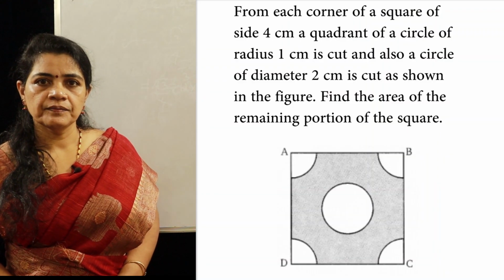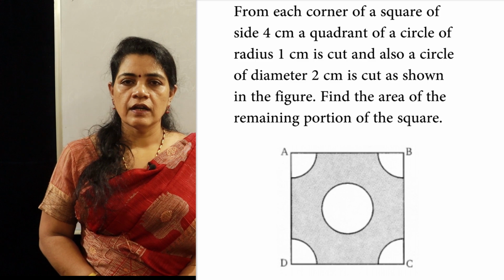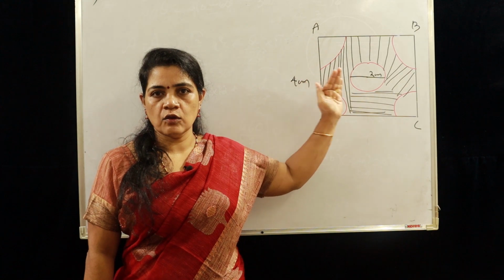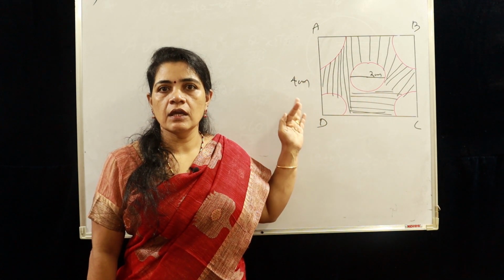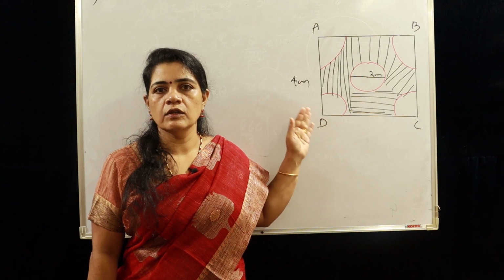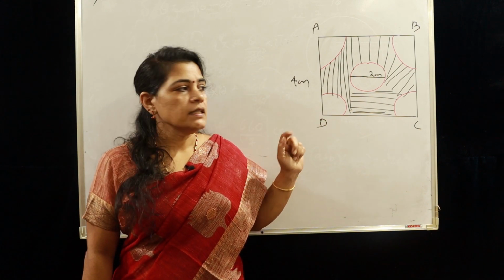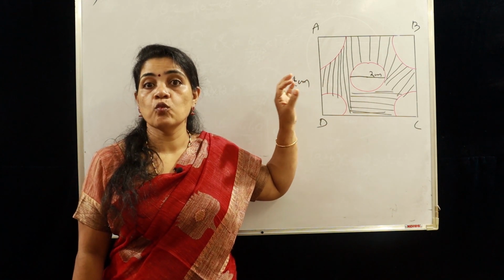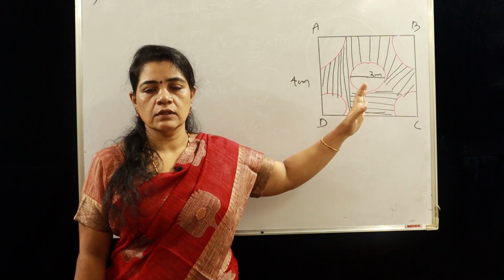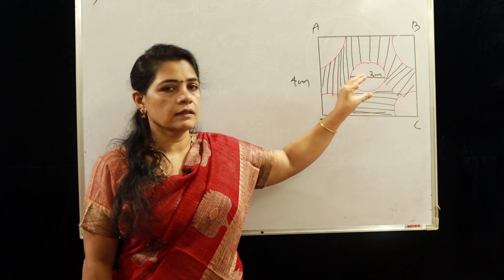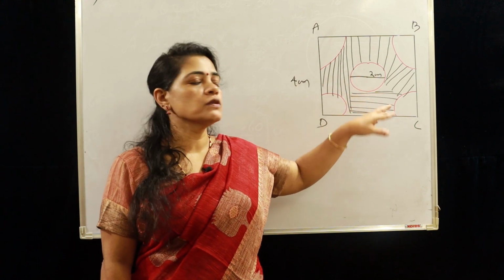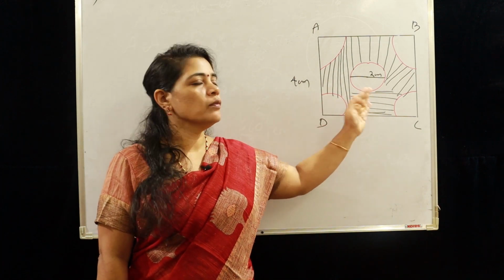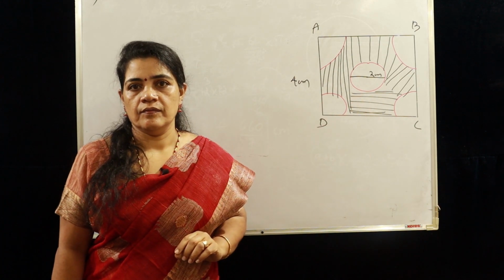In this question, we are given a square of side 4 centimeter, that is square ABCD having AB equal to BC equal to CD equal to AD equal to 4 centimeter. At each corner, a quadrant of a circle of radius 1 centimeter is cut out, and at the center, a circle of diameter 2 centimeter is also cut out. What is the area of the remaining portion? That is what is asked.